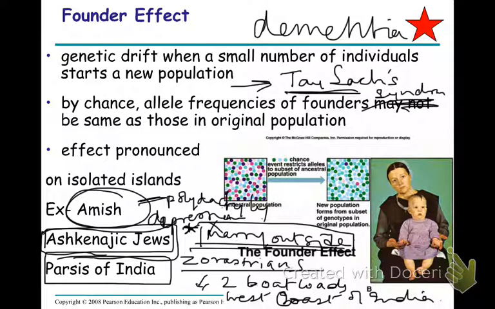All right, so the point I'm trying to make is, when you have a small number of individuals starting a new population, the allele frequencies of the founders may not be the same as the original population, and so the effect becomes very pronounced, especially on isolated islands where they do not have a chance to mix with the main population.